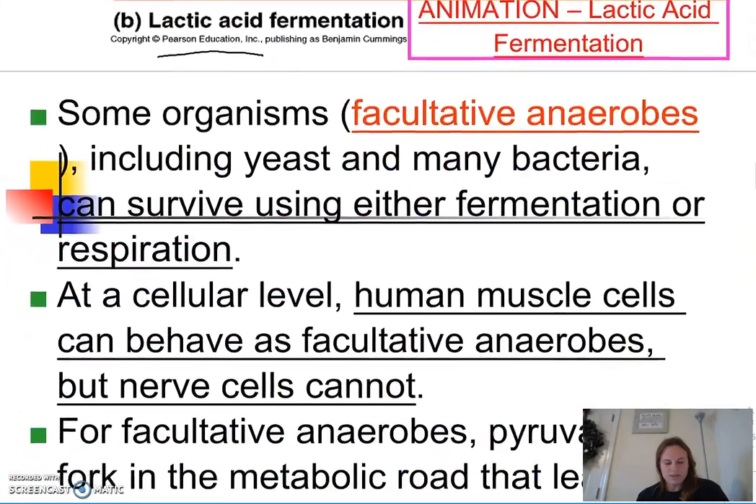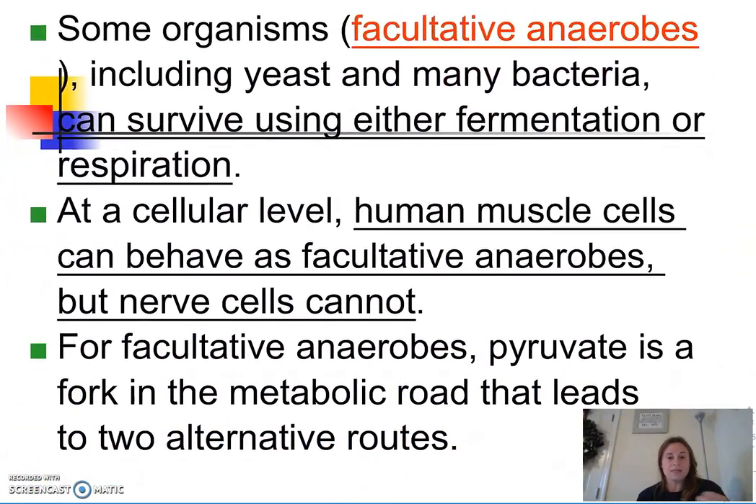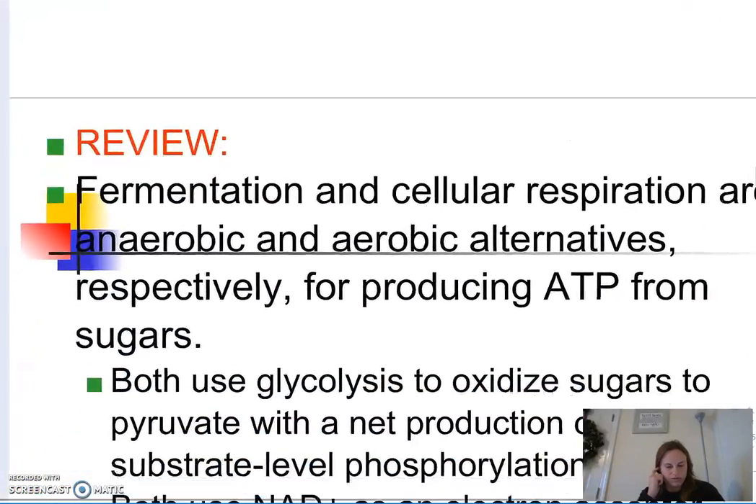Some organisms, known as facultative anaerobes, like us, like humans, also including yeast and bacteria, can survive using either fermentation or respiration. So like humans, our muscle cells can behave as facultative anaerobes, but nerve cells cannot. So for facultative anaerobes, pyruvate is the fork in that metabolic road that leads to alternative routes.